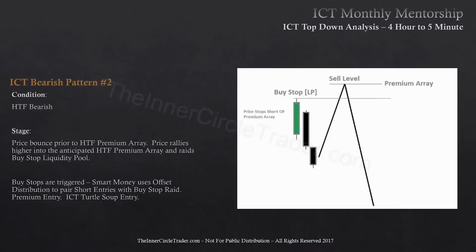And this is bearish pattern number 2. And again, the condition is higher time frame bearish. The stage, or setup, is price is going to bounce prior to a higher time frame premium array.